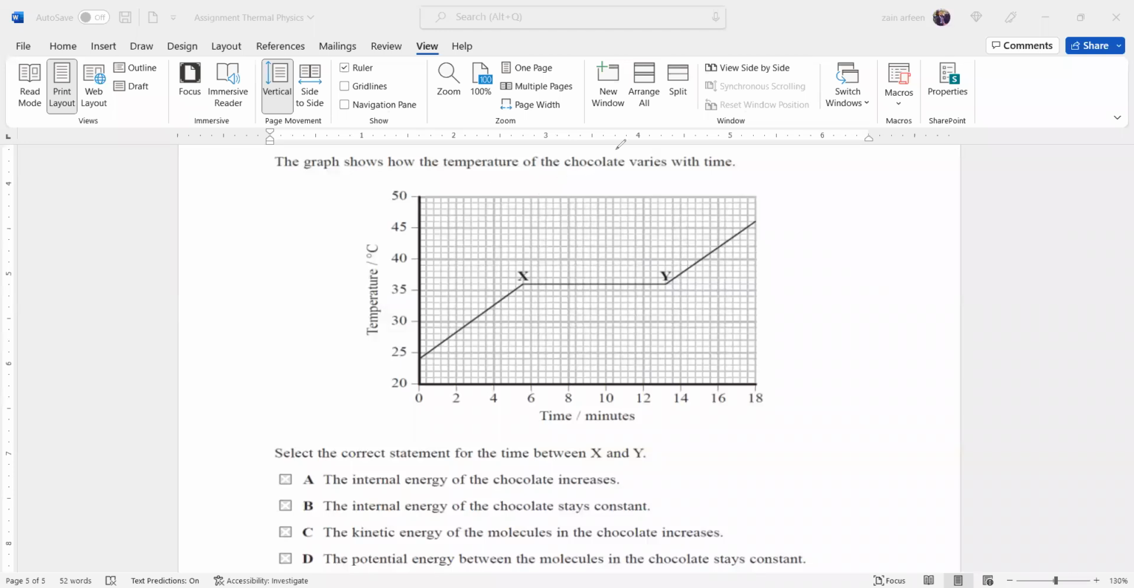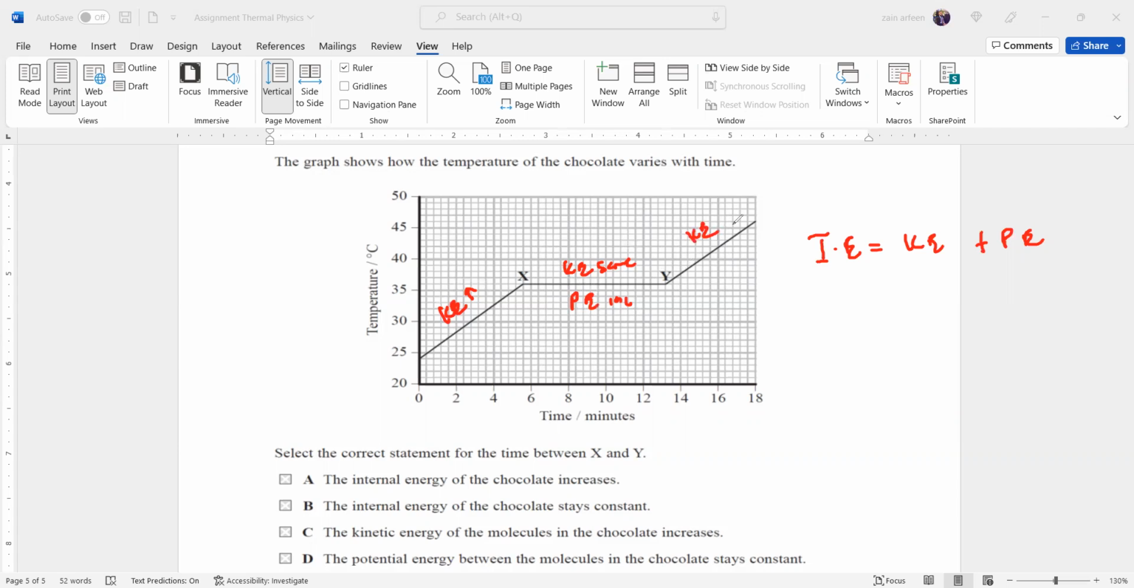So the graph is showing how the temperature for chocolate varies with time. Remember, the internal energy is a sum of kinetic and potential. So here in the beginning, because the temperature is increasing, the kinetic energy will increase, so internal energy increases. Between X and Y, the kinetic energy is the same. But what happened to potential energy? That is increasing as the particles move away. So the sum of kinetic and potential energy will increase, so internal energy will increase.